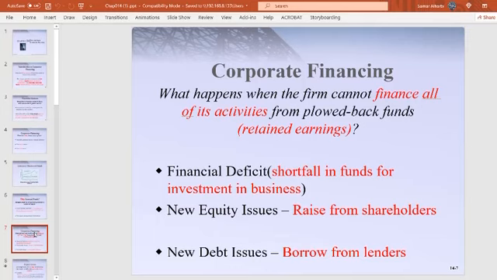Financial deficit: a shortfall in funds for investment. So if this retained earning is not enough to finance your activities, you need to go outside. In this case, you can issue shares to shareholders, or you can issue bonds to bondholders, or take a loan from banks. So under this one, there are two things: either you issue bonds or you borrow money as a loan. Or you do both, 50-50, 30-70. It's up to the company. Each company has a different policy. So basically, to fix this shortfall, they raise money from equity or debt.